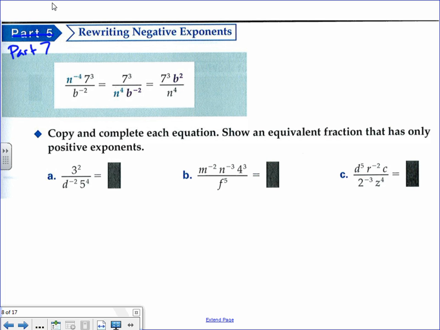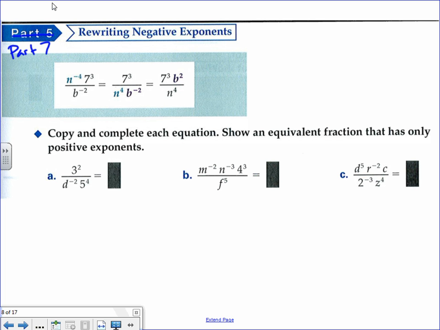Then when we moved to the bottom, we had b to the negative second. Well, it's a negative exponent on the bottom. We move it to the top, so it becomes positive. So we end up with 7 to the third times b to the second on top over n to the fourth on the bottom. All of them have positive exponents.